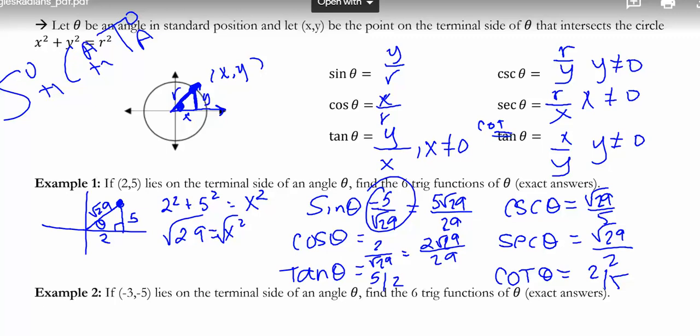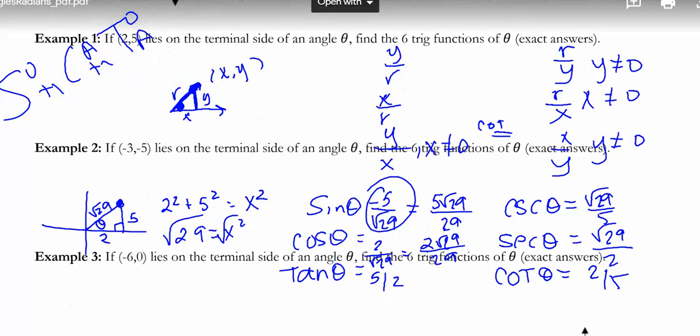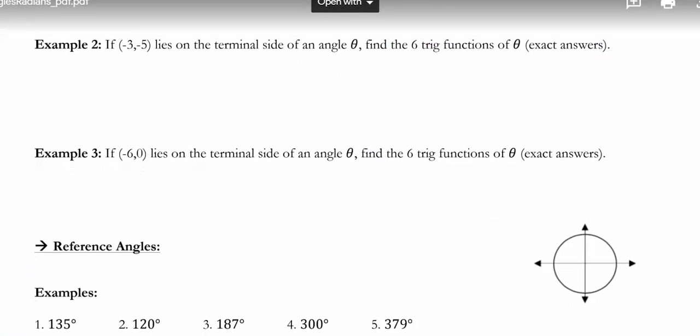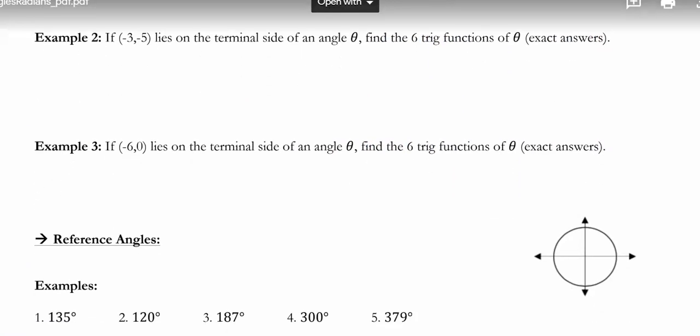So now, let's go ahead and look at example 2. I want you to try example 2 on your own. When you finish, you can pause the video and I'll go over it. If you don't need to go over it, you can just fast forward to the answers. I'm fine with that too.